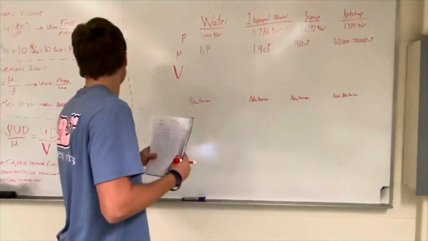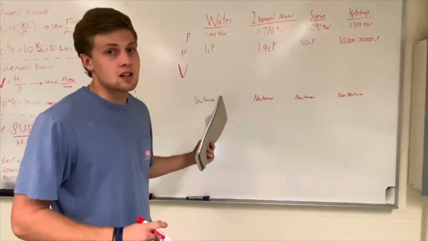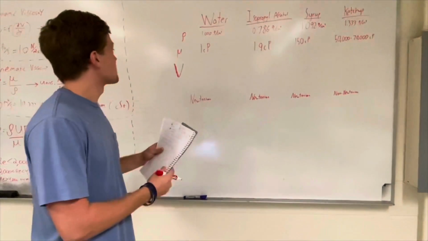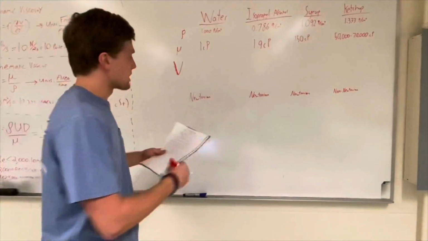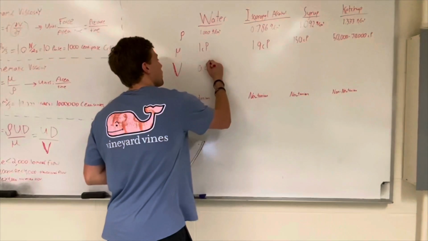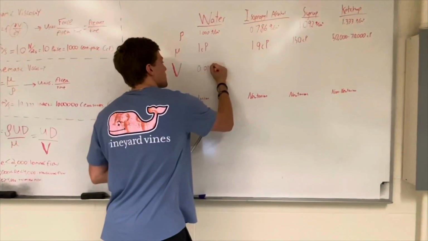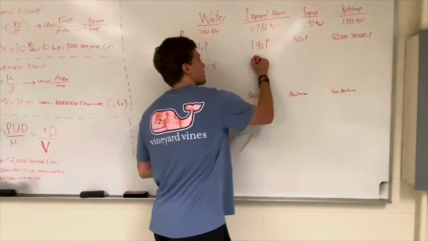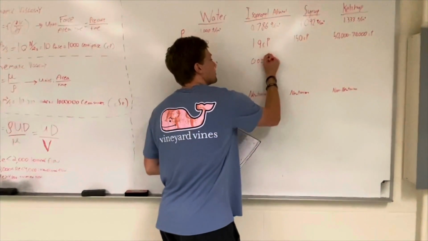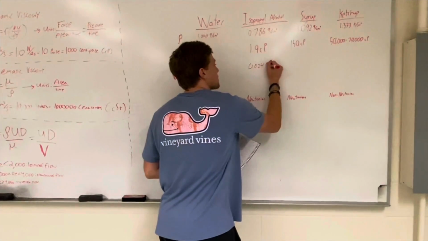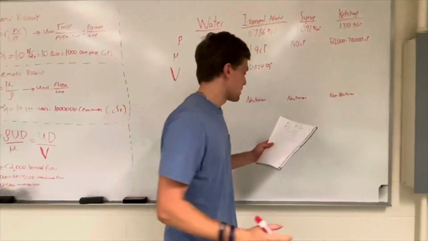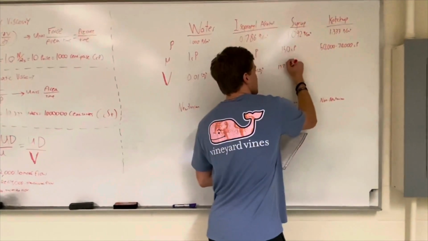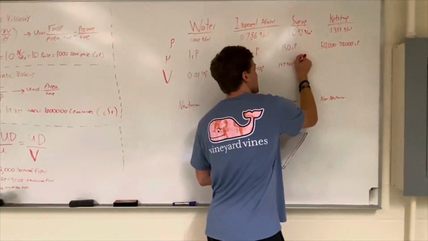Now, using an equation that relates kinematic viscosity to absolute viscosity and density, you get values of kinematic viscosity for water being 0.01 centimeters squared per second. For isopropyl alcohol, you get a value of 0.024 centimeters squared per second. For syrup, you get a value of 137.363 centimeters squared per second.